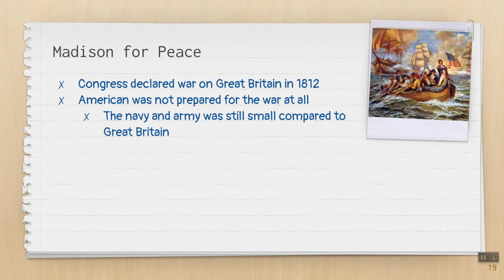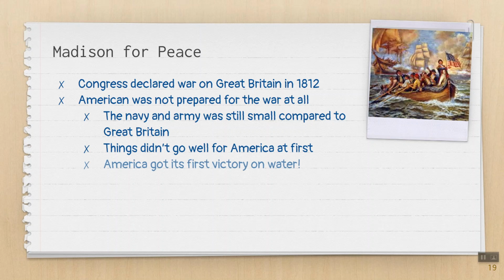The Navy and the Army was teeny still compared to Great Britain. Great Britain had had hundreds of years to build theirs. America had not many years at all. And so at first, it's no surprise that things didn't go very well for America. They were kind of losing a lot of things. But America did get their very first victory, and it was very surprising because it happened on water.